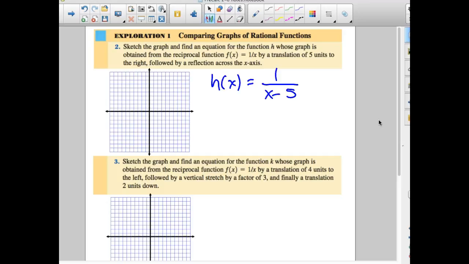What do we have to do to make it reflect over the x-axis? A negative in front. Can I put that negative up here with the 1? Yes, it means the same thing. Okay, so where would our asymptotes be? Give me the equation. Yes, x equals 5. And then horizontal asymptote? Okay.